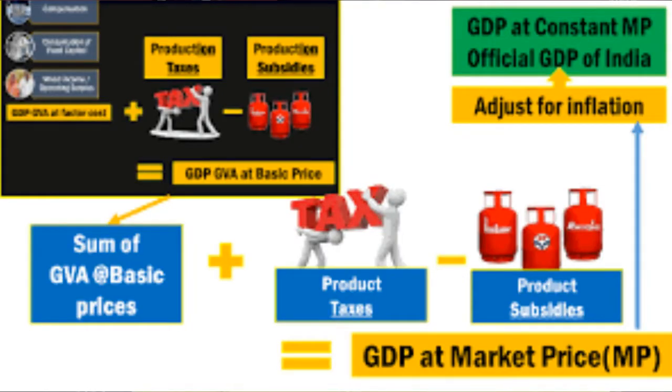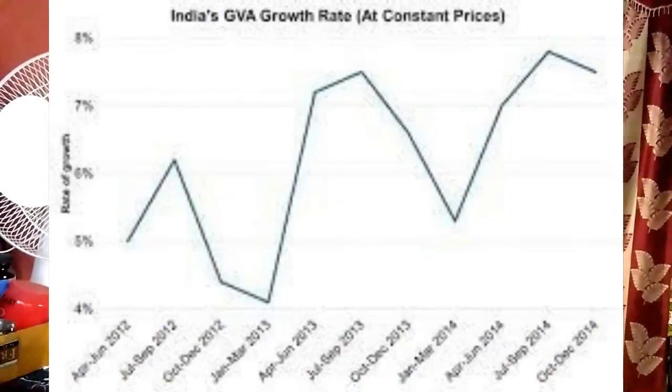Next point is, what is GVA at market price? The GVA at market price is the difference between the value of output and intermediate consumption, where the value of output is the domestic sales. In simpler terms, it is the value added of all goods and services in the economy.